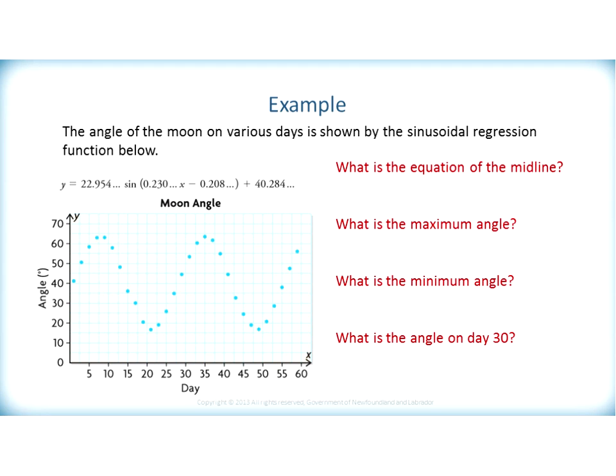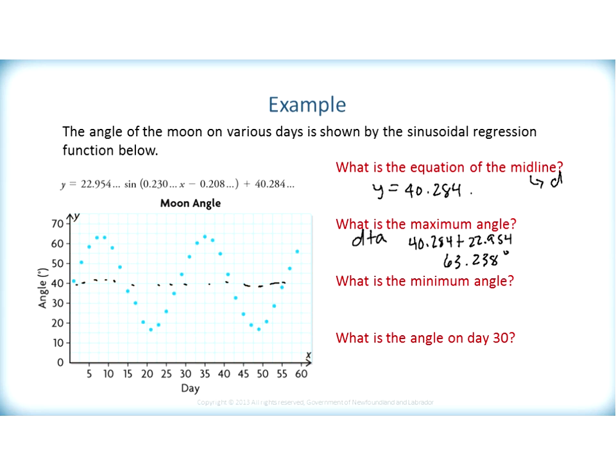What is the equation of the midline? As we know, the midline equals D in the equation. We know it's somewhere around 40, and so it is Y equals 40.284 according to the equation. The maximum angle is going to be D plus A. And so we have 40.284 plus 22.954, which gives the maximum of 63.238 degrees. That is the maximum angle.